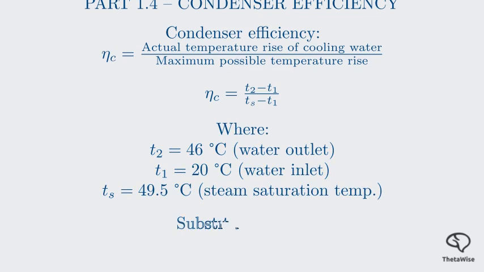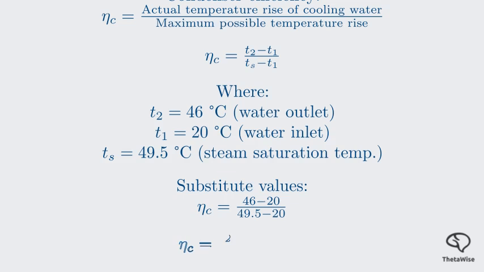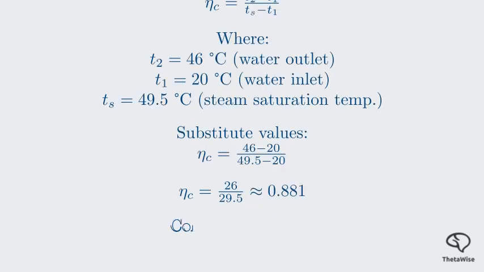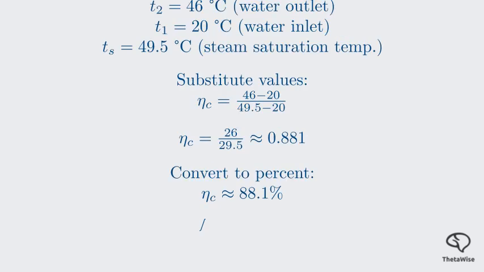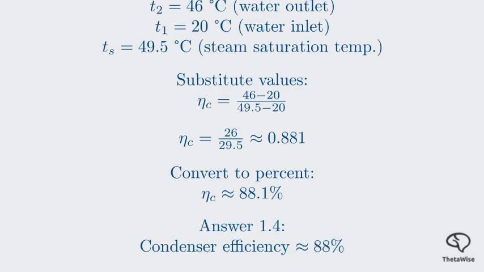We have all these values. T2 is 46, T1 is 20, and T sub S is 49.5. The actual rise is 26 degrees, and the maximum possible rise is 29.5 degrees. The ratio is approximately 0.881. Multiplying by 100 to express it as a percentage, we get about 88.1%. Rounding to the nearest whole number gives us 88%. This means the condenser is 88% efficient at transferring heat.